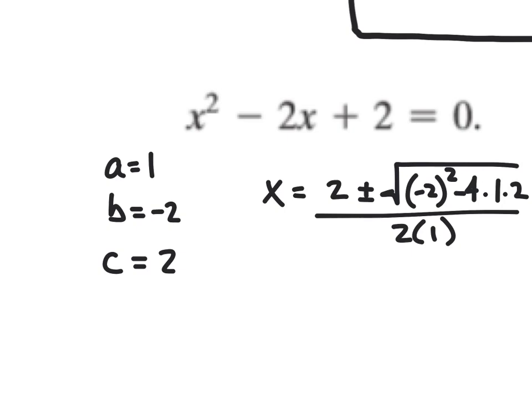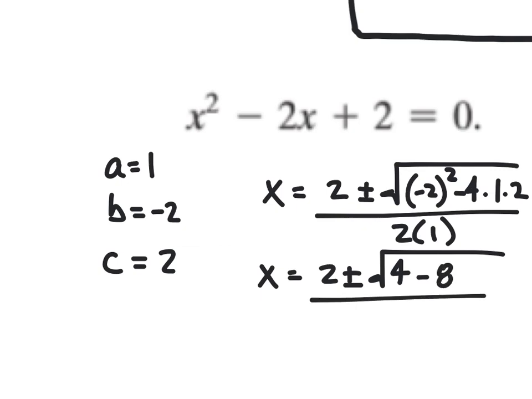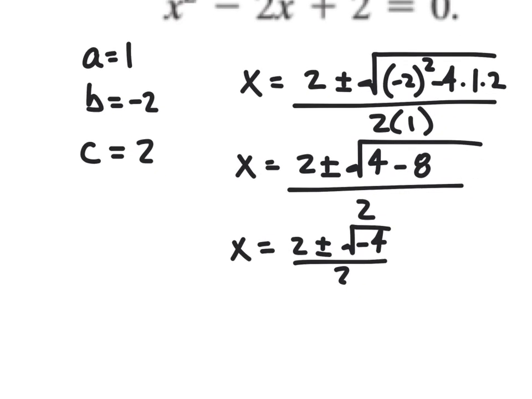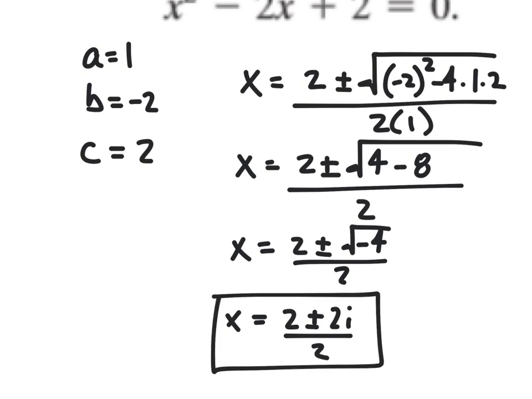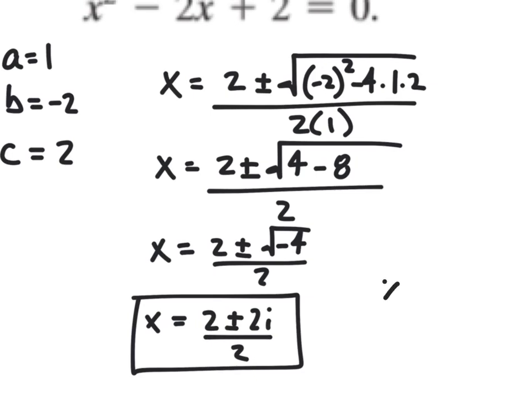So here's what we get. X is going to equal 2 plus or minus the square root. -2 squared is 4, minus 4 times 2 gives me 8. So we're getting pretty much the same thing here, all over 2. So I get x is equal to 2 plus or minus the square root of -4 over 2. When I do this, the square root of -4 is 2i, so x is equal to 2 plus or minus 2i over 2.